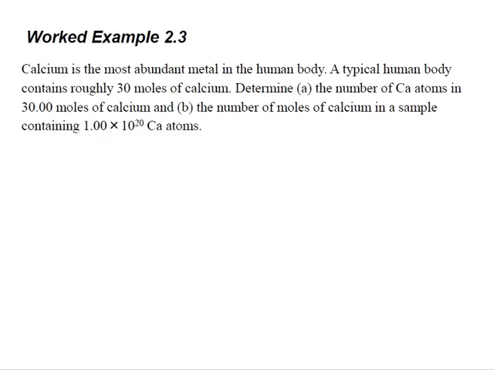Let's take a look at a third example. Just read through this first. Calcium is the most abundant metal in the human body. A typical human body contains roughly 30 moles of calcium. Determine A, the number of calcium atoms in 30 moles of calcium, and B, the number of moles of calcium in a sample containing 1 × 10 to the 20 calcium atoms.